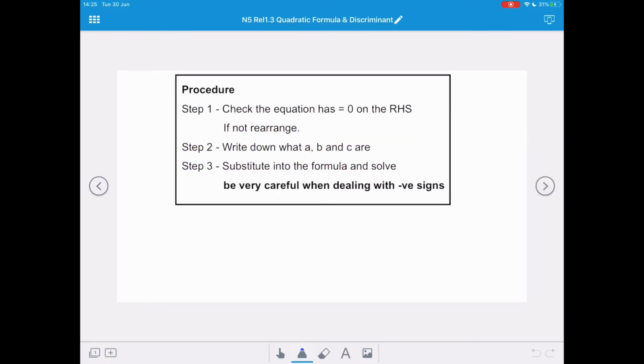So the procedure for using the quadratic formula is to check the equation has equals 0 on the right hand side. If not, then rearrange. Write down explicitly what a, b and c are, and then you want to substitute into the formula and solve. Be very careful when dealing with negative signs.